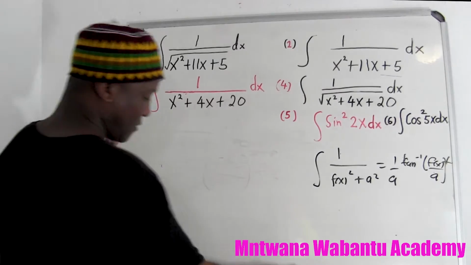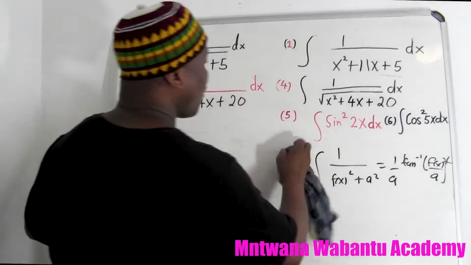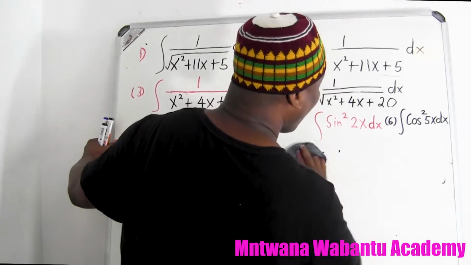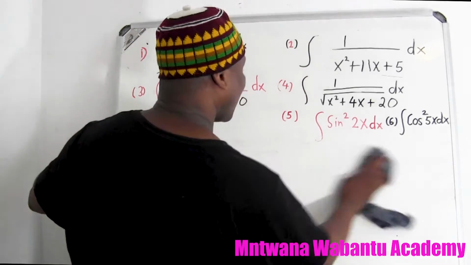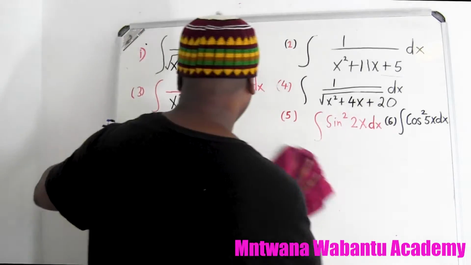Now we go to question number 4. Let's go to question number 4. Number 4, 5, and then I'll do the last one, which is question number 2, because question number 2 needs a lot of space.